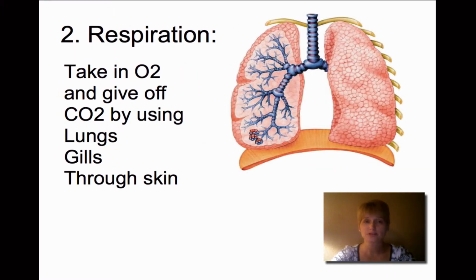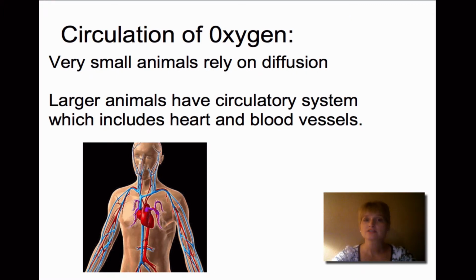Animals have to do respiration, so they have to take in oxygen and give off carbon dioxide, and they do this by using lungs or gills or through their skin, or some of them might use a combination of these. Then they have to circulate that oxygen. Very, very small animals can rely on diffusion to circulate oxygen through their body. But once you see a larger animal, they have to have a circulatory system. So they might have to have a heart and blood vessels. They have to have some way to get that oxygen throughout the cells of their body.